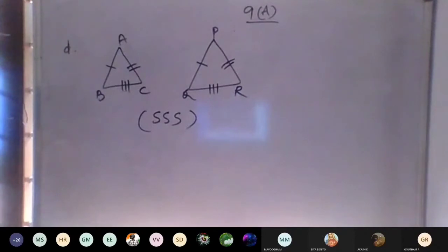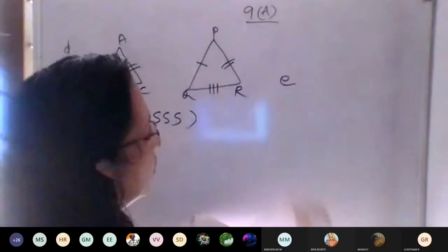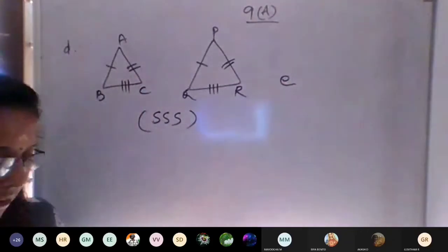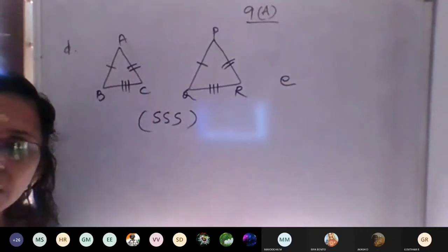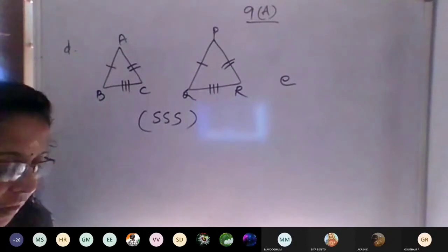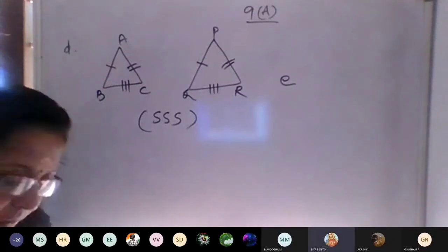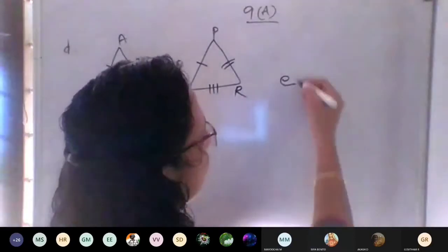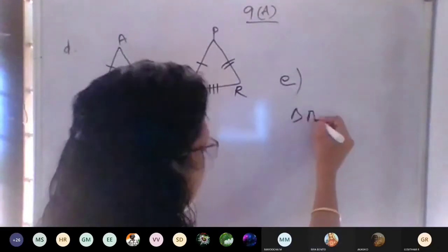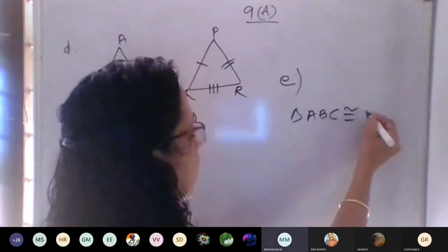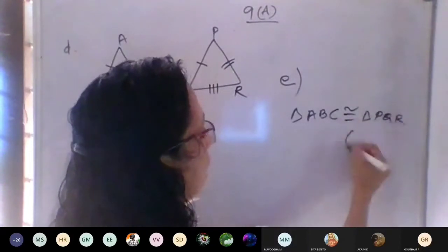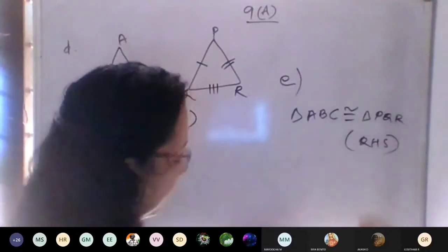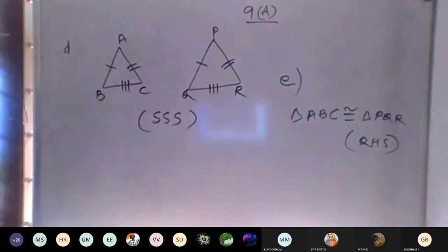Then without doing anything, we can directly write which one? Question number E. Look at that. Angle A is equal to 90 degrees, given there. Without drawing, I don't need to draw the figure and all. Directly we can write RHS. Triangle ABC is congruent to triangle PQR using RHS.